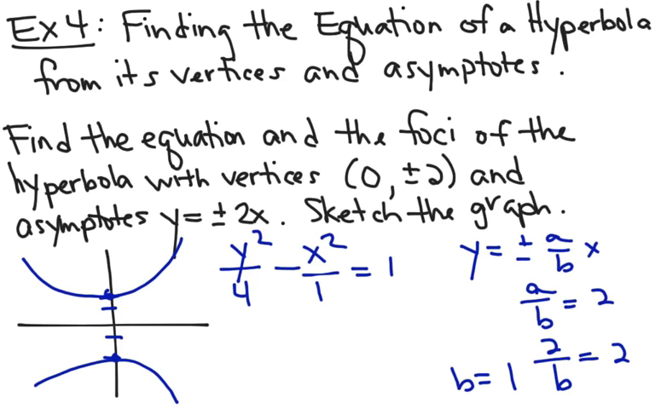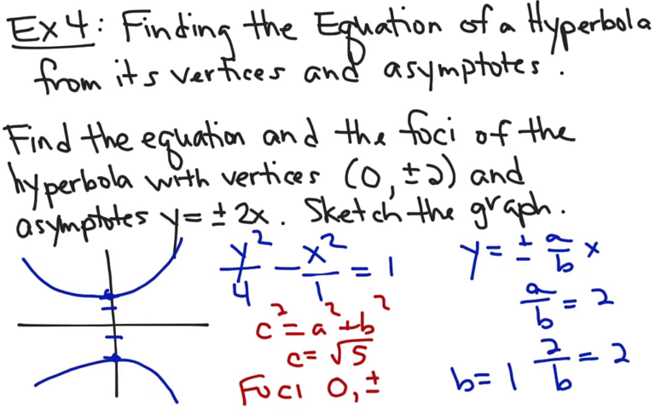Now I need to find out what the foci are, and in order to do that I need to find c. So c squared is equal to a squared plus b squared. A squared plus b squared is 5, so c must be the square root of 5. So the foci must be at 0, plus or minus the square root of 5. And that is hyperbola in a nutshell.